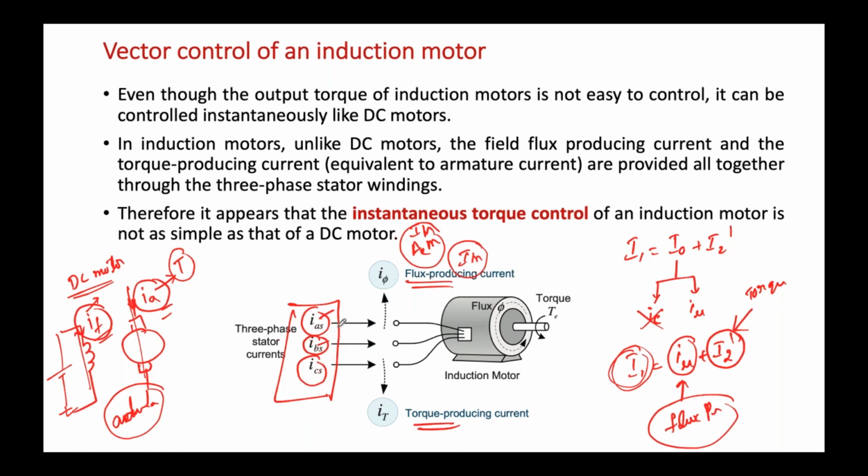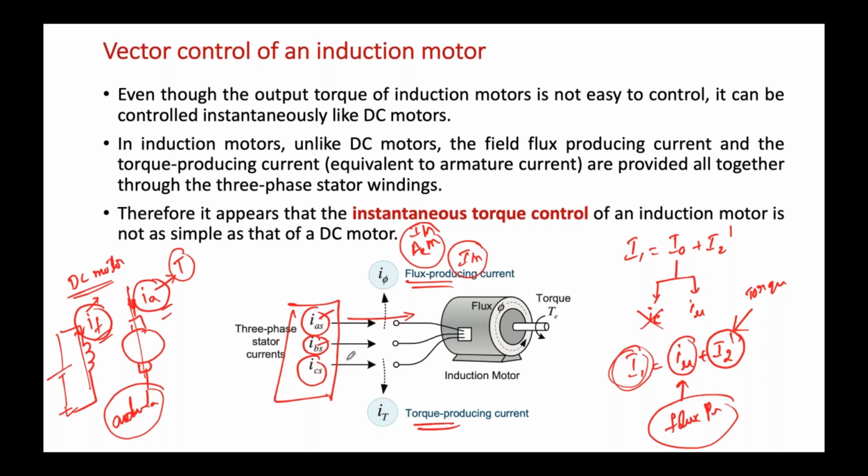Why? Because by taking these three-phase currents, we can produce the flux component and we can produce the torque producing currents as well. But the problem is, by controlling, you have to face a problem. Why? Because there is no separate path for the magnetizing current. There is no separate path for the torque producing current. Both currents are flowing in the same path. That is the main problem in AC drives.